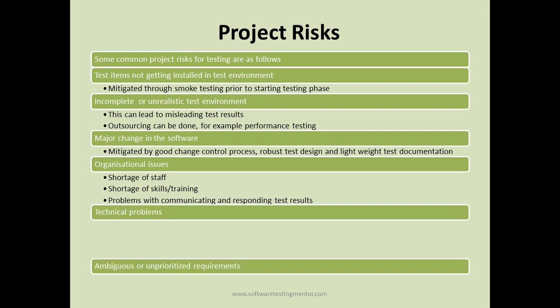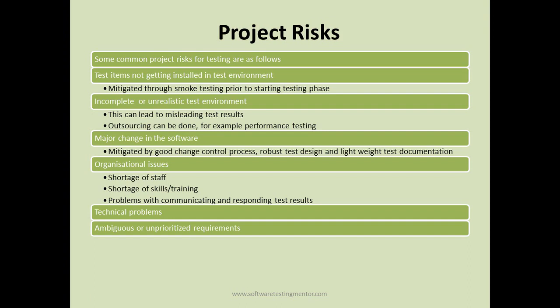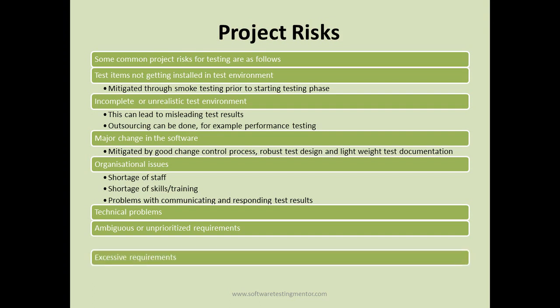Then any technical problems, for example any ambiguous or unprioritized requirement, is another risk to the project, because you cannot go ahead and start working on any ambiguous or unprioritized requirement unless and until requirements are very clear from business stakeholders and highly technical people. You cannot go ahead and start implementing those requirements in the product.